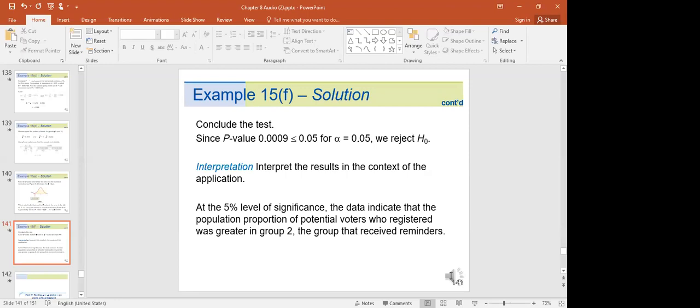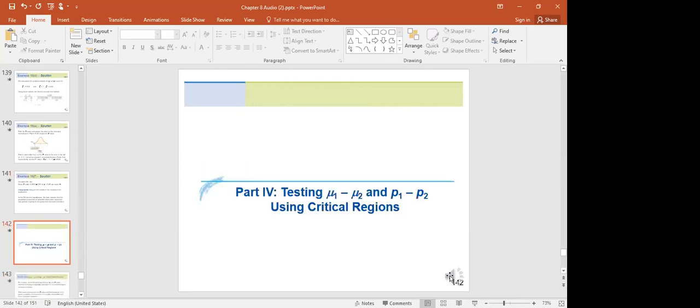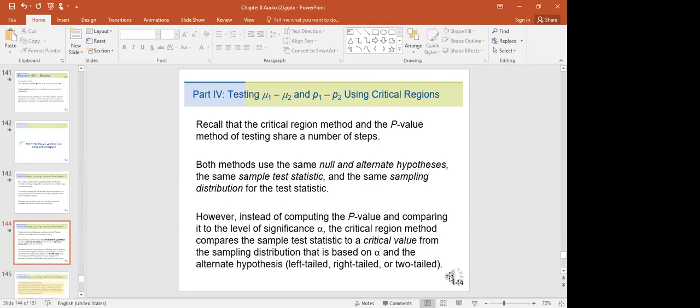So p is actually less than 0.05, so we reject the null hypothesis, and we say at a 5% level of significance, the data indicate that the population proportion of potential voters who registered was greater in Group 2, the group that received reminders. So I will stop here.